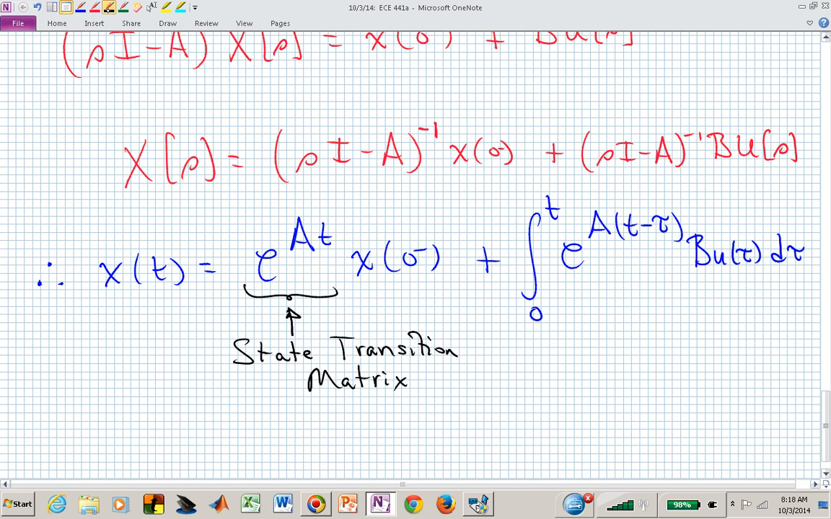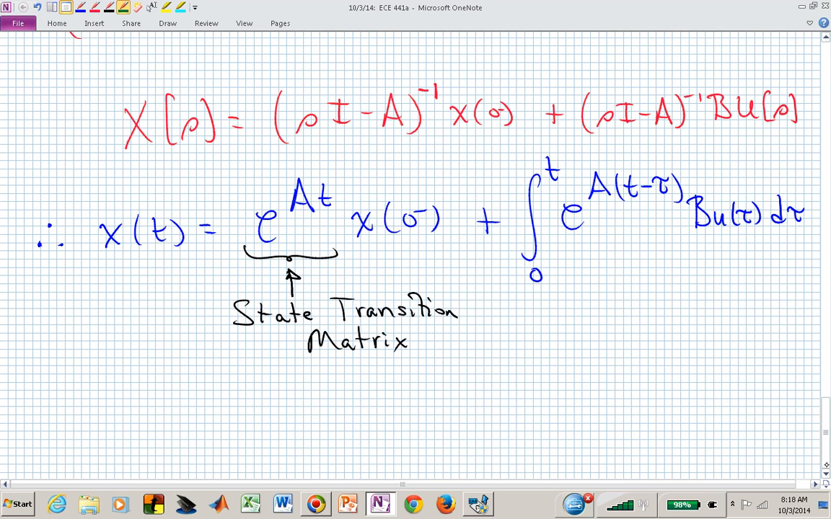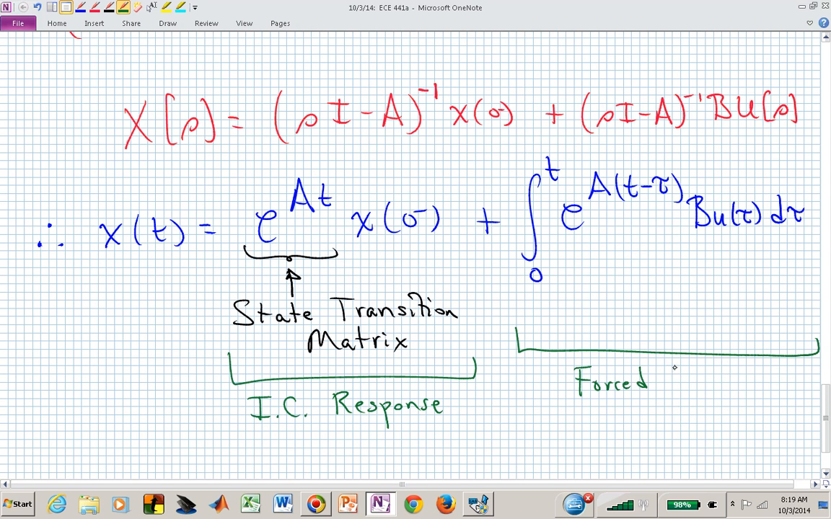Again, we can see that we actually have the two pieces to our total solution. We have one piece, or part of our response, due to the initial condition. We'll call that the initial condition response. If we didn't drive this system with an external input, we would only have that first piece, the initial condition response. If our initial conditions were 0 and we forced the system with an input, then we would have this forced response due to our input excitation signal, which is u of t.